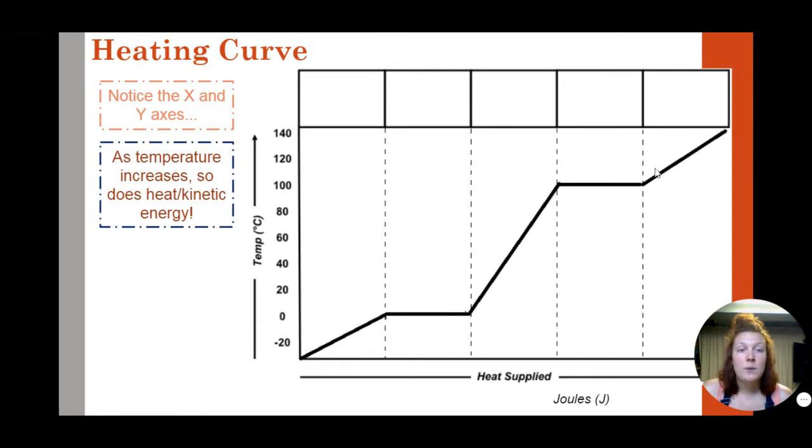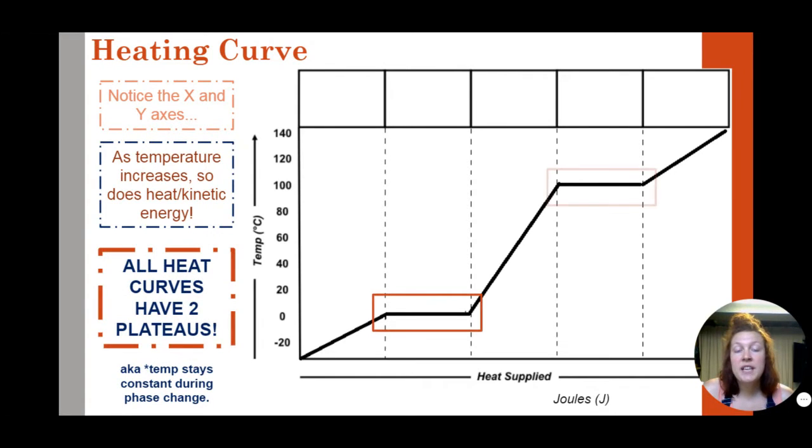Now look at the trend line. You can see generally that as heat increases, the temperature increases. So that means that it's a direct proportion. So as temperature increases, so does heat and kinetic energy. And that's a trend that we've known even since really the gas laws unit.